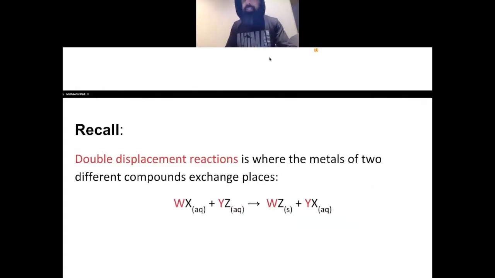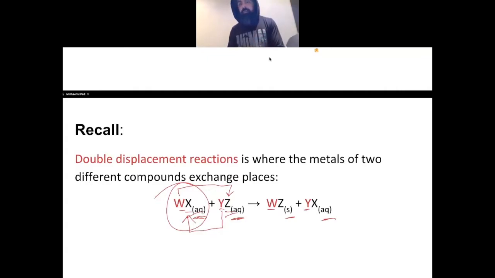So let's just recap double displacement reactions. Notice the states that I mentioned in an equation need to be included with your compounds. If you notice, we've got a metal, non-metal, metal, non-metal. The metal will join with the non-metal of the other compound, while this metal is going to join with the non-metal of that compound. And notice the metal is always written first.